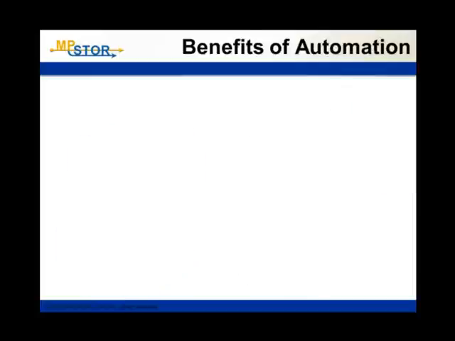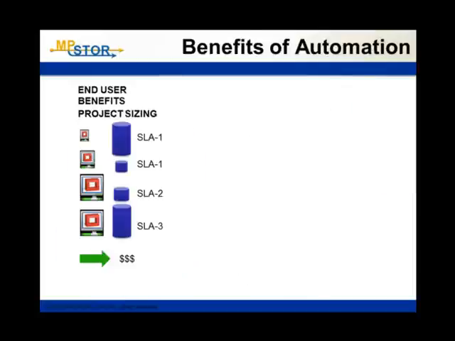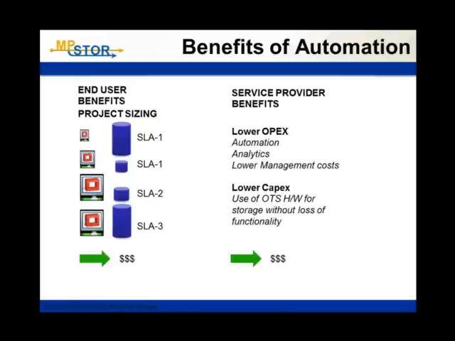And this gives a number of benefits. So the benefits of automation are to the end user. He's able to have his project sized correctly. So he can have a small VM and a large amount of storage, or a large VM and a small amount of storage. Not only that, there's an additional benefit in that you can set the service level agreement of the virtual machine infrastructure and the storage infrastructure. This is a point that we'll come back to further in the presentation. The benefits to the service provider are that there's lower OPEX because he has automation, analytics, lower management costs, and he's lower CAPEX because he's using off-the-shelf hardware for the storage without any loss of functionality.